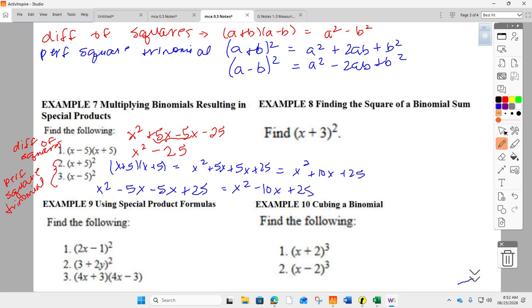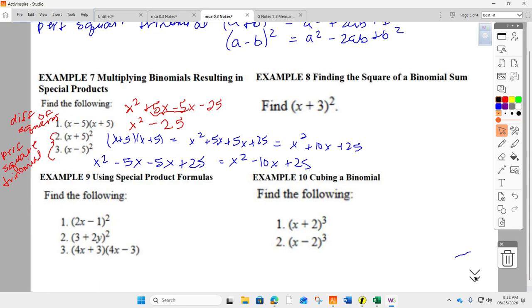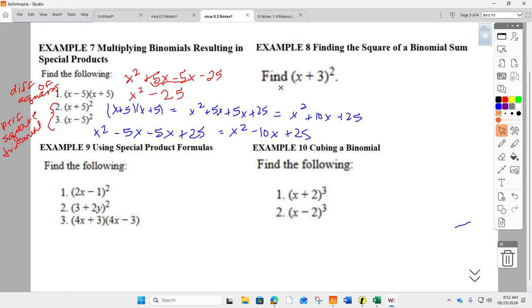You guys use the formula or the shortcut to square number 8. Already did it, Caleb? Number 8? You got it, Angel? So a is x and b is 3 if you're using the formula. Remember, once you're done, if you put your pencil down, I know you're done, and I'm not waiting on you.